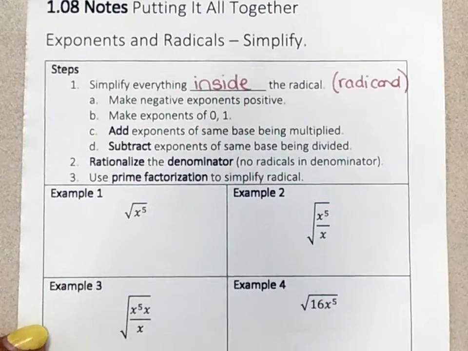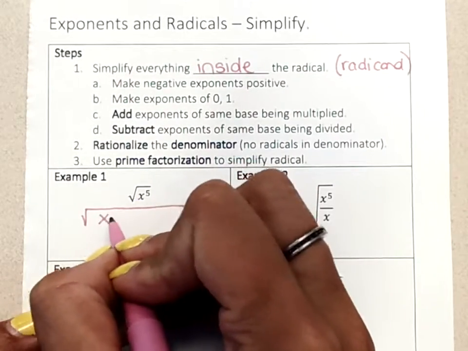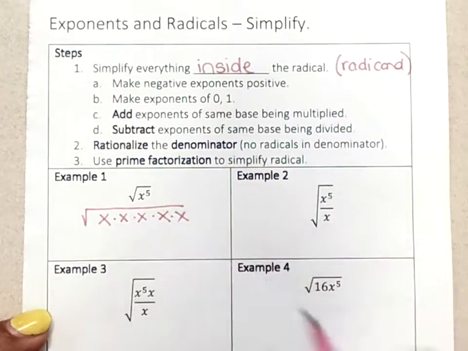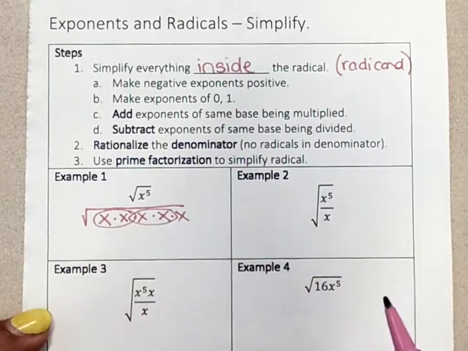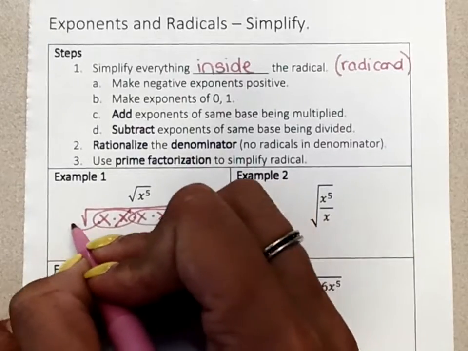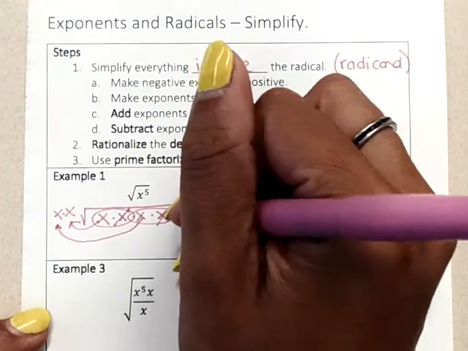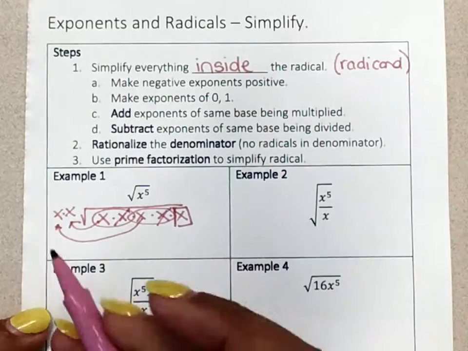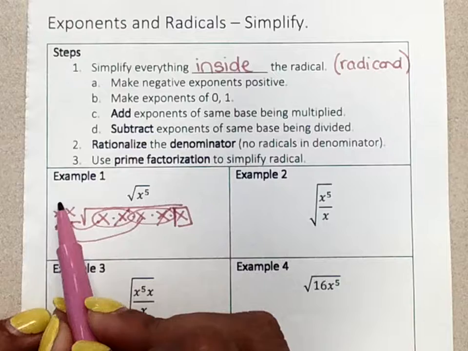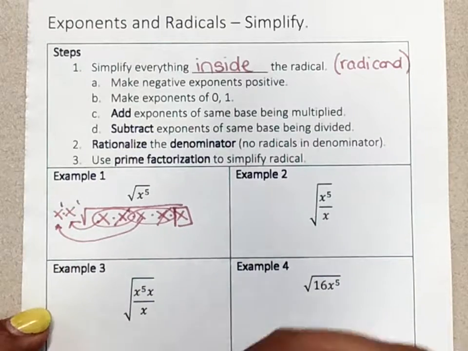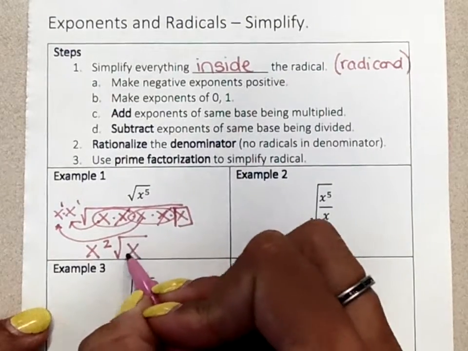So in example 1, we could simplify x to the 5th by first expanding it. So I've written it 5 times. I know that I can take out pairs. 1 dies, 1 escapes. This happens again, so we have 2 x's on the outside being multiplied and 1 left on the inside. We know that when we multiply the same base, we can add the exponents, and there's technically always an exponent of 1. So the outside would become x squared, and the x left by itself would stay on the inside.